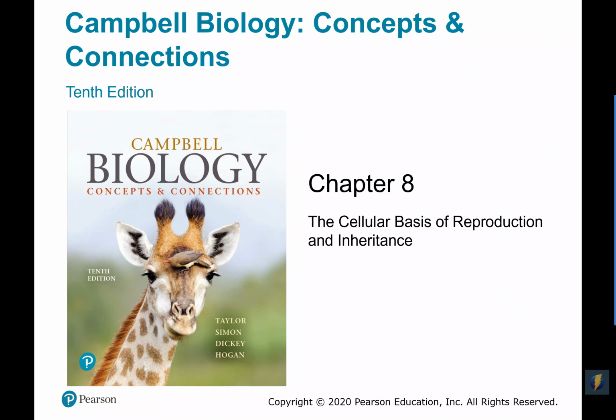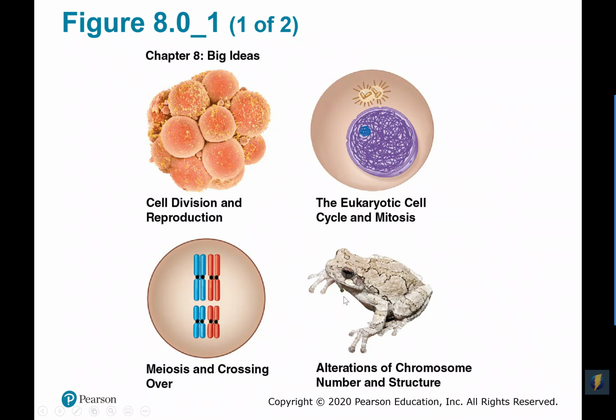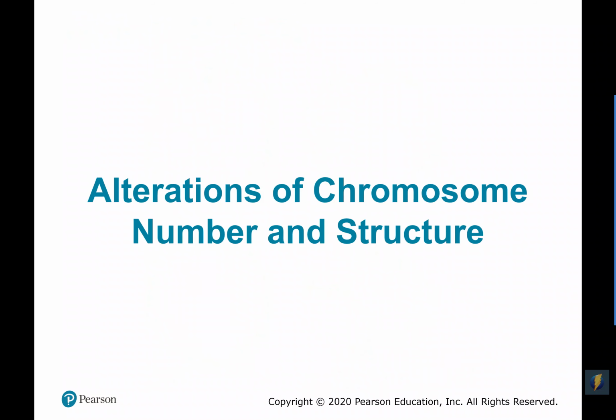Alrighty, welcome back. Last little bit of chapter 8 here. The last section here is going to be on how the number and structure of our chromosomes can be changed, sometimes in maladaptive ways, during the process of mitosis and meiosis.